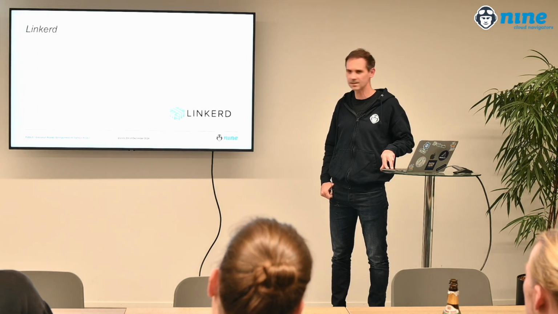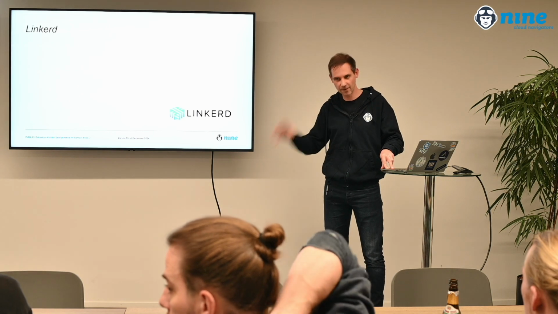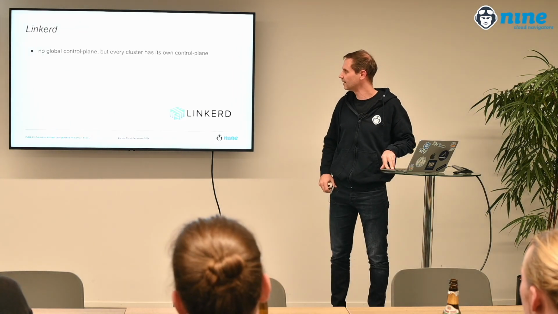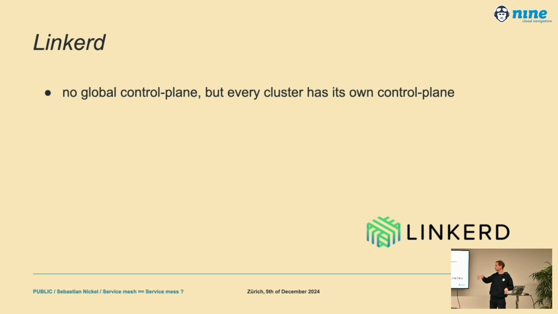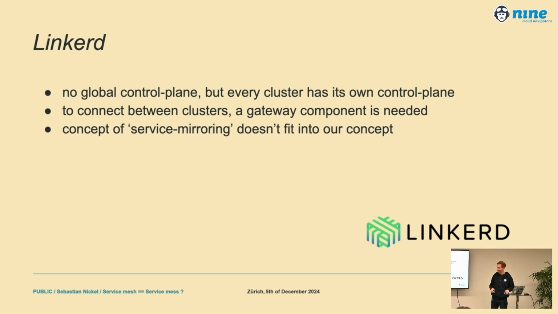Linkerd, I think what they announce is that everything is very easy to configure, and that's also something I like. You have no global control plane like in Kuma, but every cluster has its own control plane. That's also cool. If your global control plane dies, everything is still fine, right? To connect between clusters, a gateway component is needed. Obviously, they also use a proxy, but not Envoy. They have their own proxy coded. It's also mTLS, with a sidecar approach.